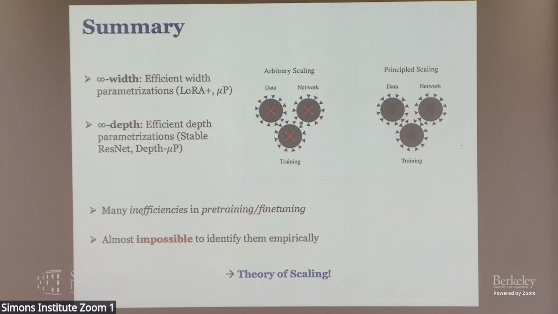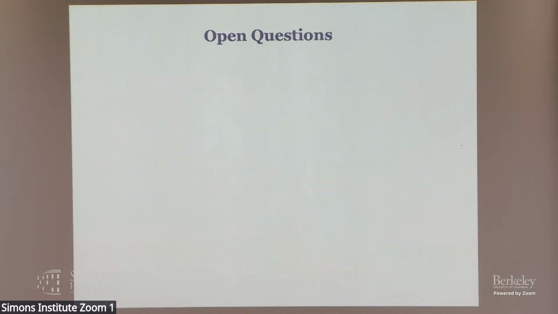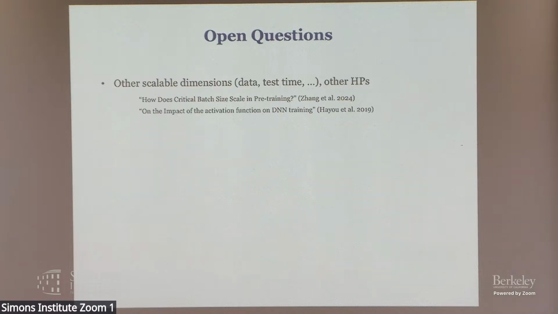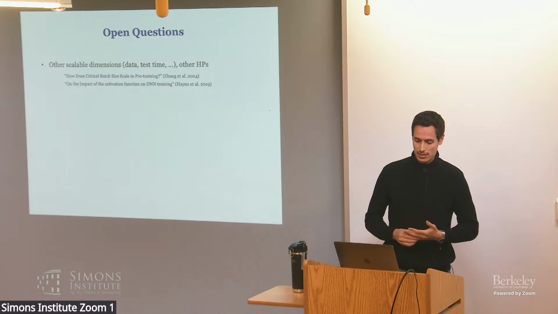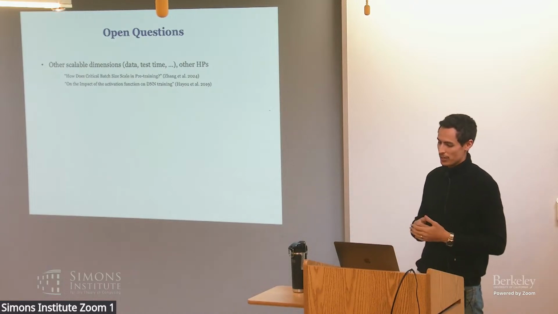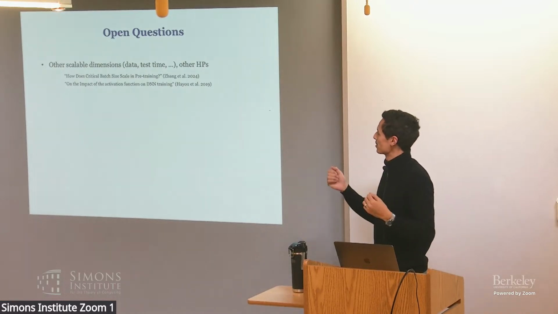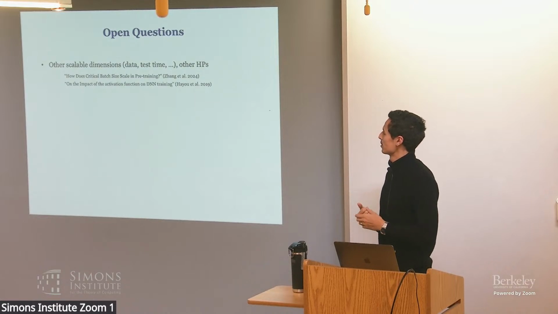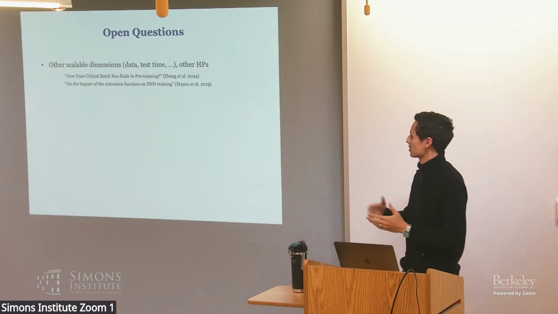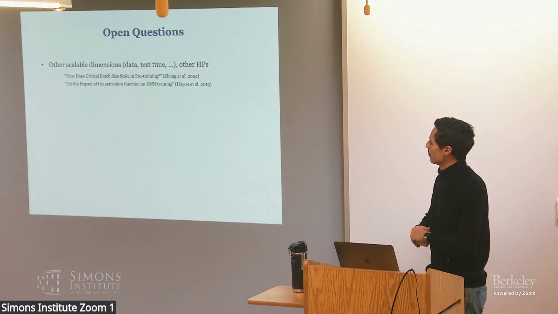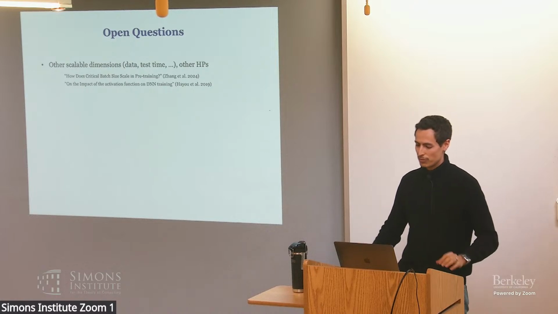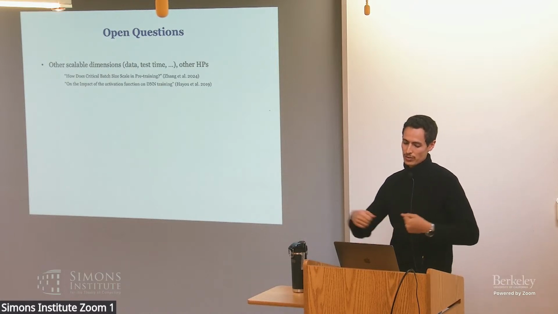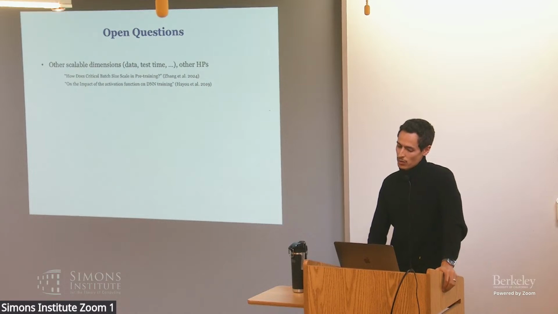Okay, I'm just going to finish with some open questions. There are many scalable dimensions that I didn't talk about in this talk. I talked about the width and depth, but you can also think about the data limit, where we take the data to infinity. This is more like a traditional statistical setting. You can also think about test time scaling right now, in this context of reasoning models: what's the best way to scale test time? And also think about other hyperparameters.